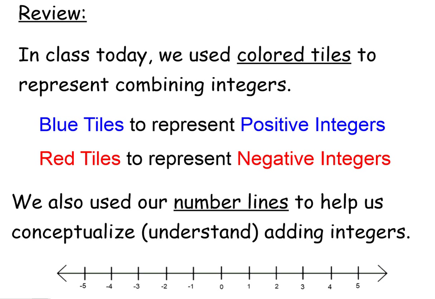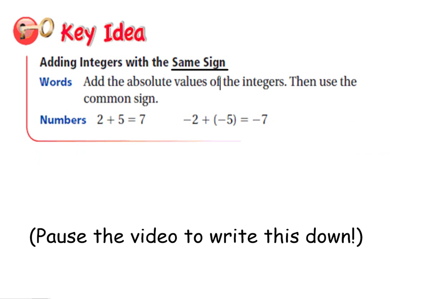In class today we used color tiles to represent combining integers. The blue tiles represented positive integers while the red tiles represented negative integers. We also used number lines to help us conceptualize or understand adding integers. So please use your number line that was laminated and given to you today in class to help you with this homework assignment tonight. Our key idea begins with adding integers with the same sign.